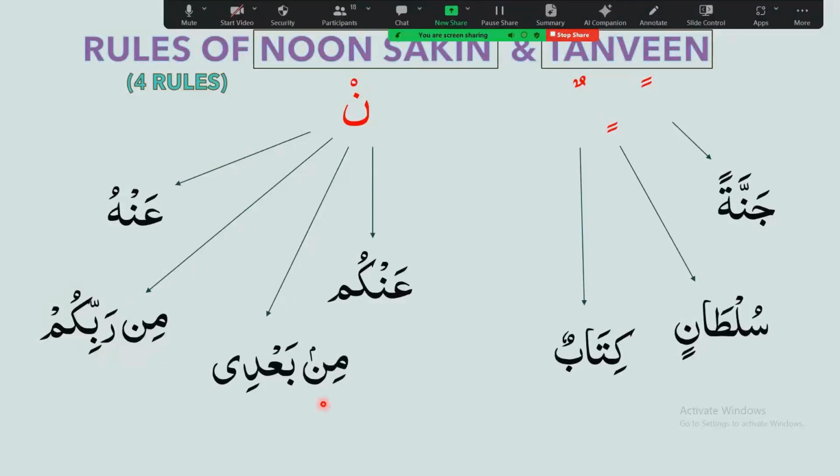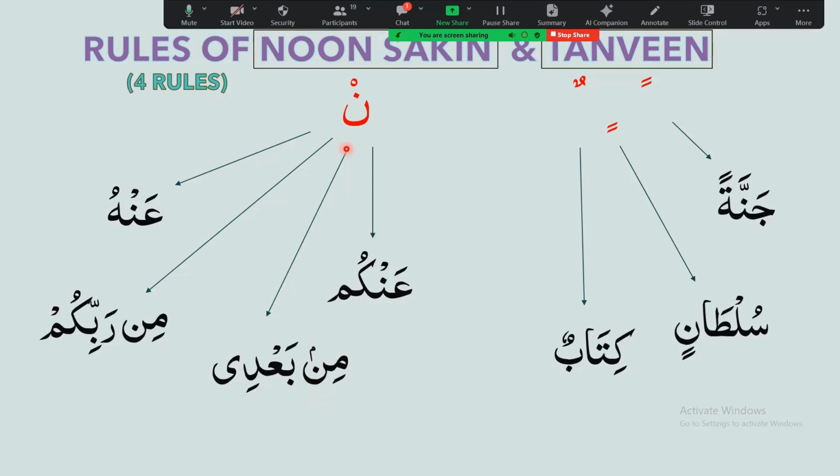Sometimes we also change the sound of noon to the meem letter. Rather than saying min ba'di, we say mim ba'di. We change the sound of min to mim. So I wanted to put your attention towards the noon sakin: whenever it comes, you are automatically supposed to observe which of the rules you are going to apply.